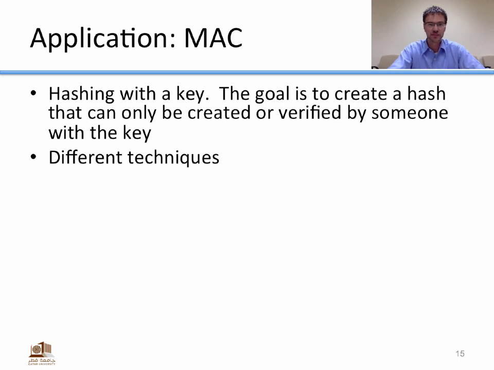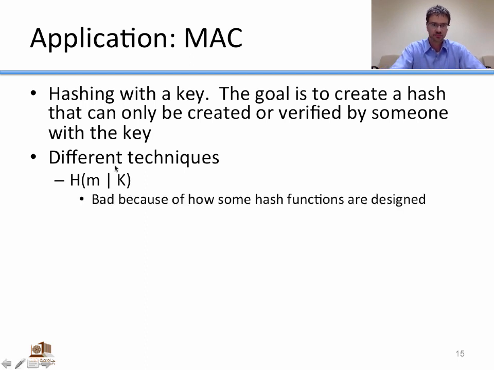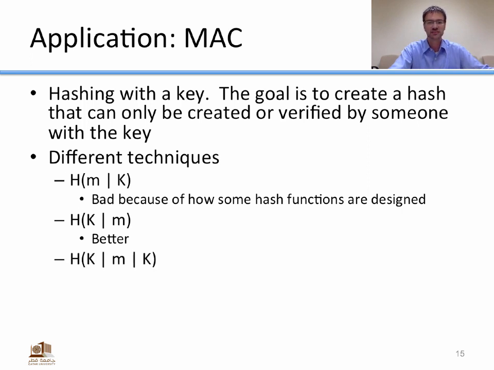There are different techniques. The simple thing is I could just say, well, I'm going to hash the message, and on the end of the message, I'm just going to add the key, right? So whatever the secret key is just gets added to the end, and then I hash that whole chunk, and I get a hash. But this is bad because of how some hash functions are designed. Just putting the key on the end is not always the best approach. I could put the key at the beginning. Well, this is better because hash function designs don't necessarily cause this to be a problem. But some research has been done to say that there are other better ways to do it.